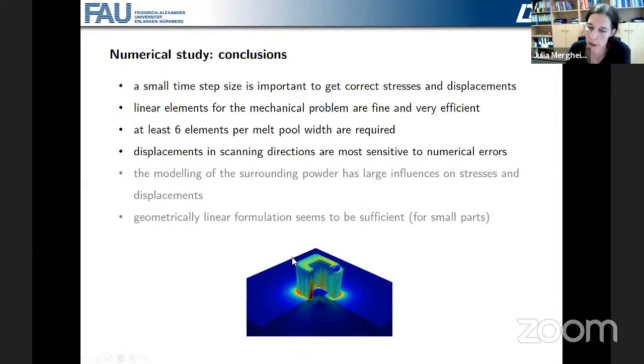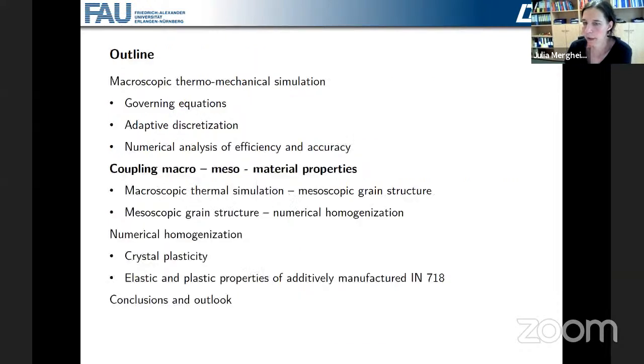Now, as I mentioned in the beginning, it's not only the distortions and the stresses which depend on the temperature during the process, but also the mesostructure, the grain structure of the material. And that is the second part that I would like to discuss here: how we can couple this macroscopic simulation of the process to a mesoscopic grain structure simulation, and then how to come from the grain structure to the material properties by using numerical homogenization.